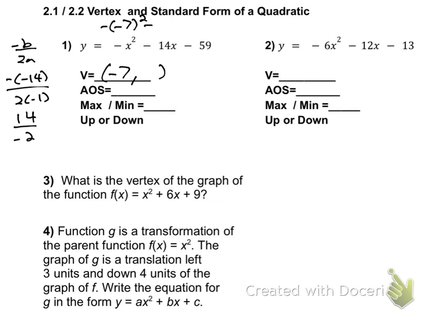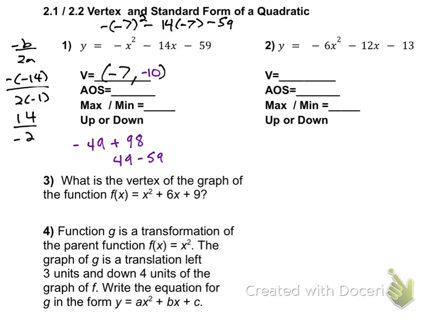Negative 7 squared minus 14 times negative 7 minus 59. Okay, so that would give me, do it down here, negative 49 plus 14 times 7 is 98. Which that's a positive 49, right? And then minus 59 gives me negative 10 there. All right.